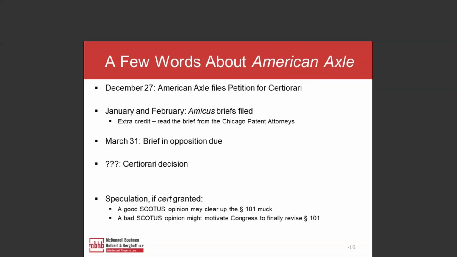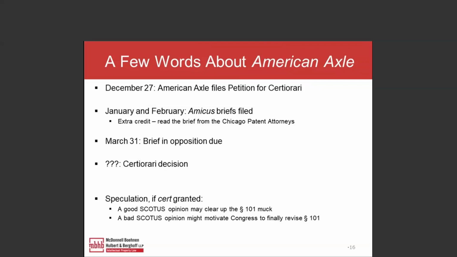The brief in opposition is due on March 31st. We don't know when we're going to have a certiorari decision, but if there ever was a case that the Supreme Court should take up on eligibility post-Alice, this is probably it. Here's some speculation on my part. If certiorari is indeed granted, and we don't know that it will be, the odds are never good.